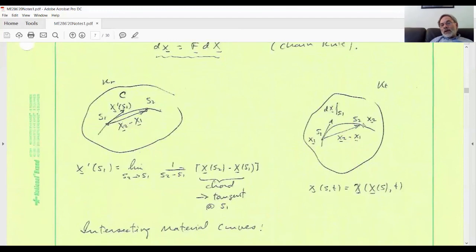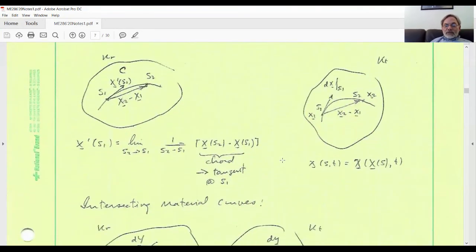You would still have an arc length along the curve, but it would no longer be the number S2 minus the number S1. Right? You imagine attaching a tape measure with labels S1 and S2. S2 minus S1 then is the physical arc length. The tape measure stretches with the curve, but S2 minus S1 is no longer the length of arc. It's a different number in this configuration. But nevertheless, the same argument here shows that d small x is tangential to the deformed curve at the same material point here. Okay.